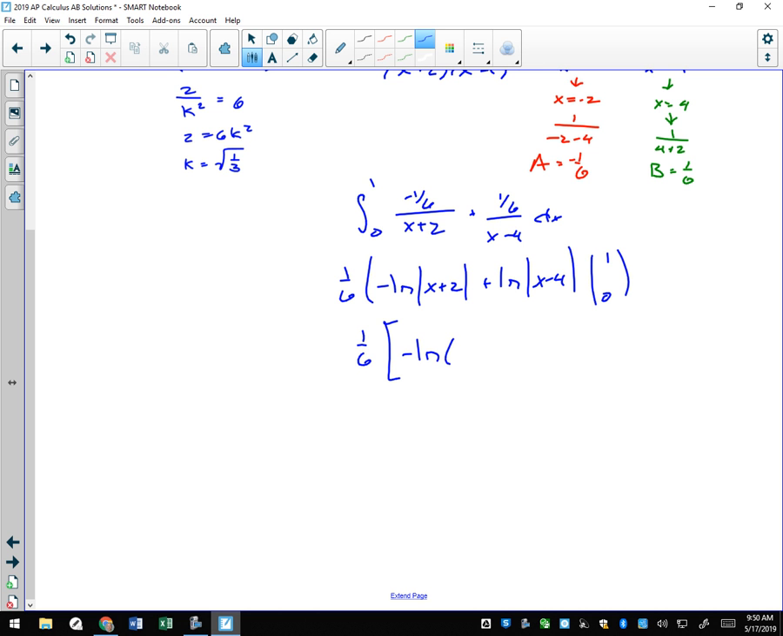Negative natural log of 1 plus 2 is 3, plus natural log of 1 minus 4 is negative 3, but we're doing the absolute value of that, which would be 3. Oh, wait a minute. That cancels. Look at that. All that minus. I'm going to put another set of brackets there. Plug in 0, you get negative natural log of 2 plus the natural log of 4, and I'm going to stop right there before I hurt myself. And I need to close my final brackets there. Yee, that's ugly.